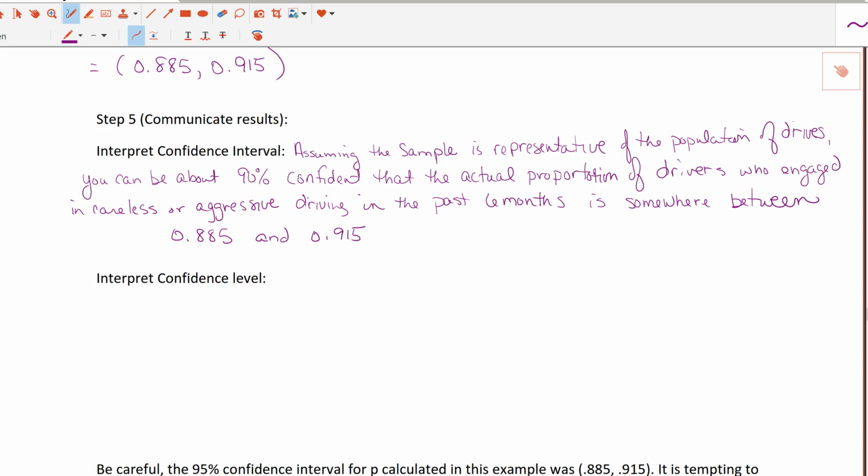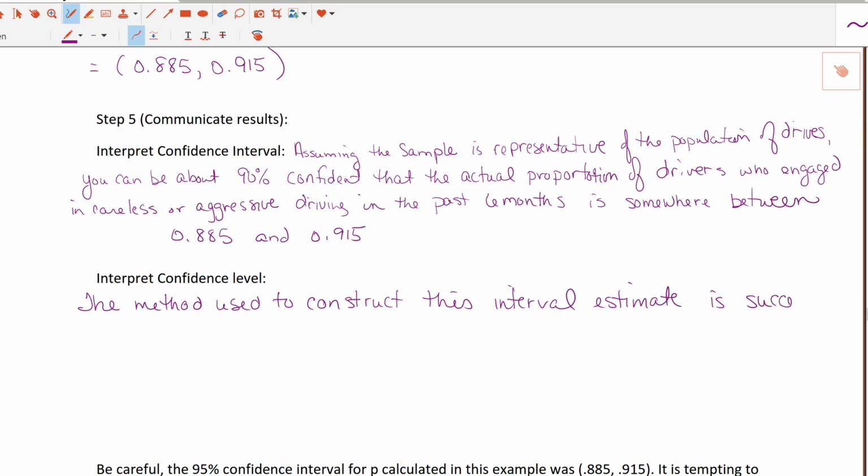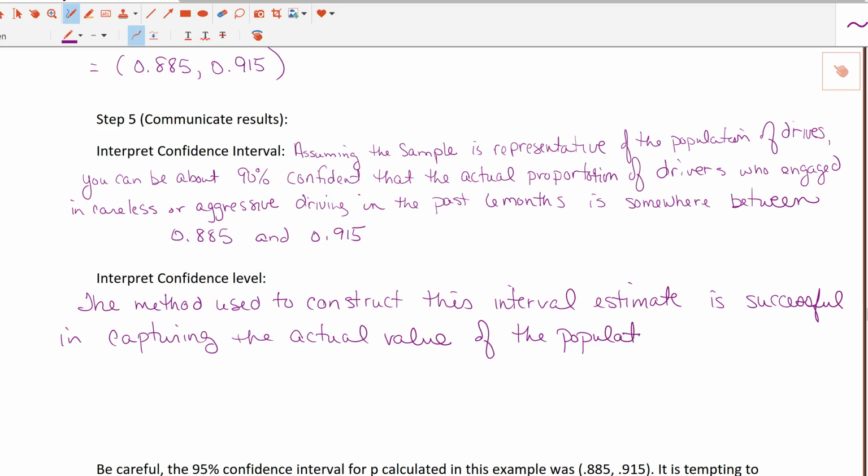Okay. So now we want to interpret the confidence level. So we would say that the method used to construct this interval estimate, because it is an estimate, is successful in capturing the actual value of the population proportion about 90% of the time.